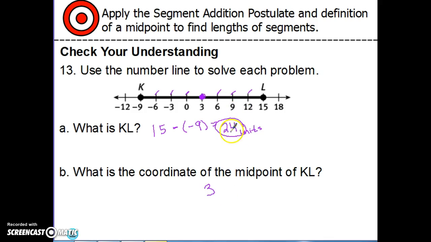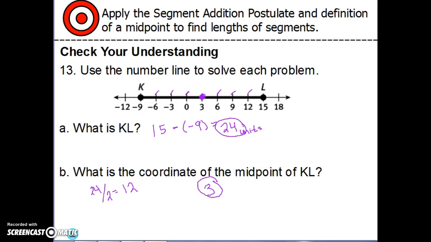Now, if I wanted to do that from the distance, I totally could. I could instead do 24 divided by 2, which tells me each of the halves of this segment should be 12 long. So negative 9 plus 12 is 3, or I could do it the other way. 15 minus 12 is also 3, landing me right there. So the coordinate of the midpoint is 3.